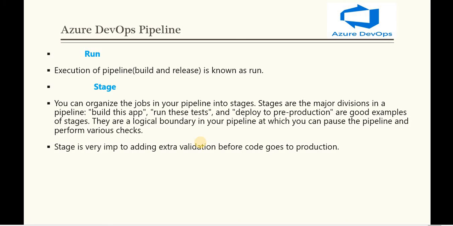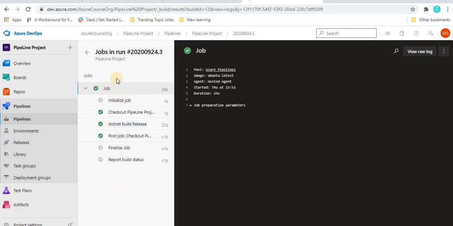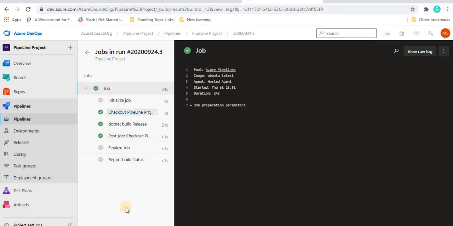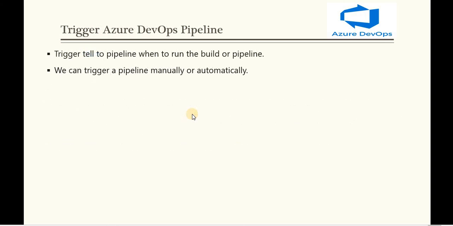And the next is the stage. A bit before we also talked about jobs; a stage is nothing but organizing the jobs in a pipeline into stages. We have seen these here: initializing job, checkout pipeline project, .NET build release, post job checkout, finalize job, and report build. So this is basically what I'm going to talk about as a stage. Stages are very important for adding extra validation before code goes to production. It means if we want to add any extra job, we can add that extra stage here before the code goes into production.